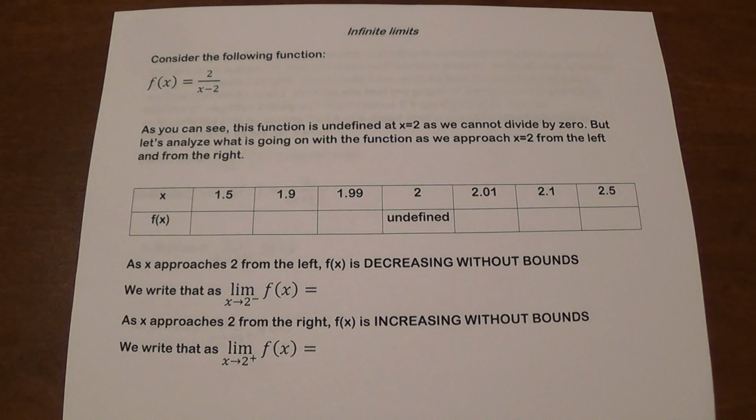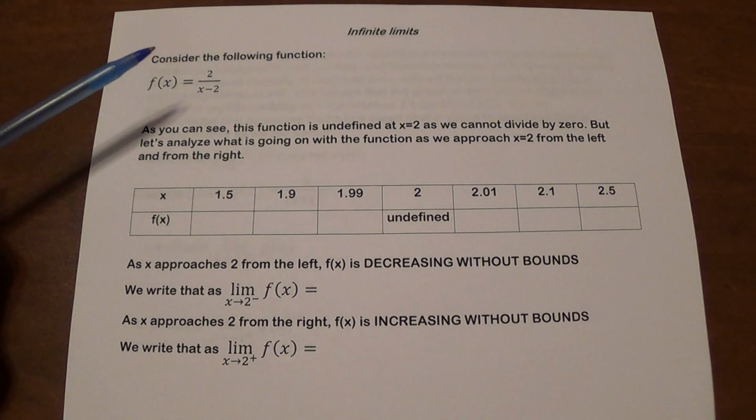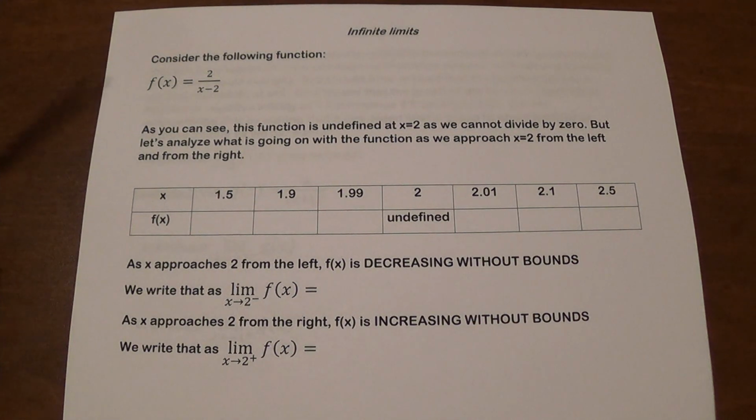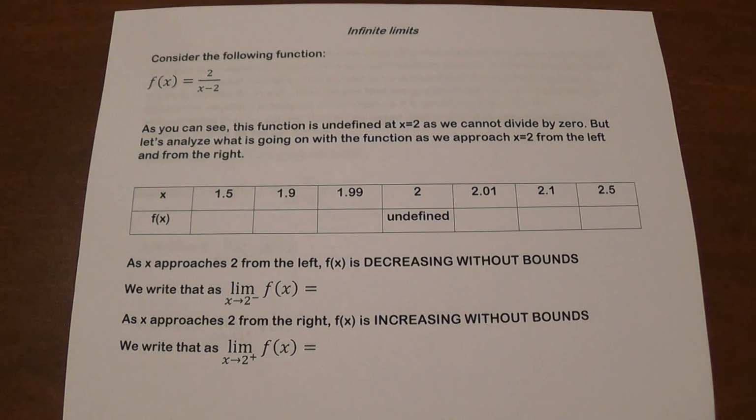Hi, we are going to talk about something called infinite limits. So here's a function we're going to look at, f of x equals 2 over x minus 2. And for that function, hopefully you can recognize that you can't use 2 as the value of x because you're going to end up dividing by 0. But as we know with the concept of limit, we can see what's going to happen as you approach 2 from the left and from the right.